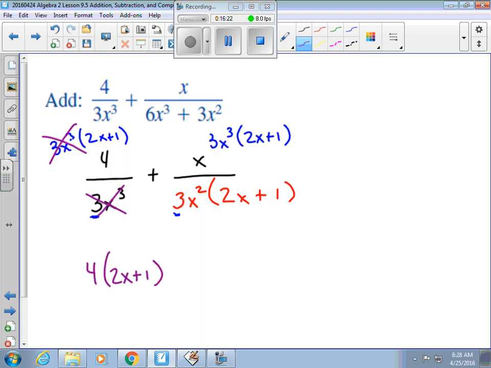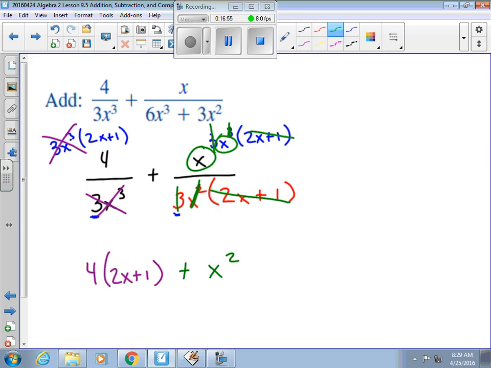And on the second fraction, when you cancel this out, 2x plus 1 cancels 2x plus 1 out. 3 cancels out 3. And then you have x to the third over x squared. So you subtract the exponents. X to the 3 minus 2 leaves you with just x. So this one's gone, and everything about that's gone. So what you're left with here is x times x, which is plus x squared there.